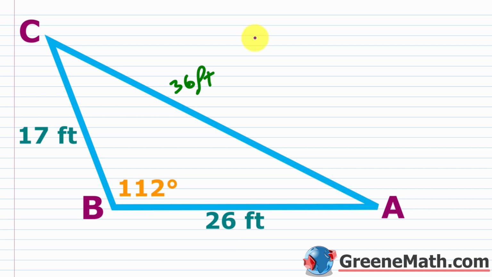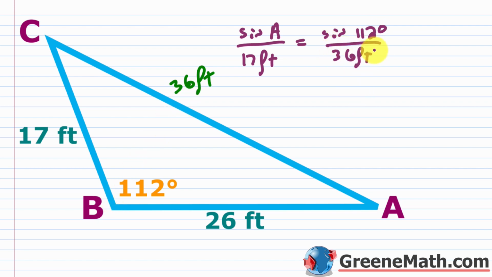So I'm just going to say that the sine of this angle A over the side opposite, which is 17 feet, so that length, is equal to the sine of my angle B, in this case it's 112 degrees for the measure, over the side opposite of that, the length is 36 feet. So let's plug that in there. So what I could do here is just multiply both sides by 17 feet.